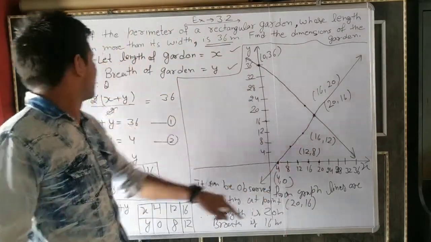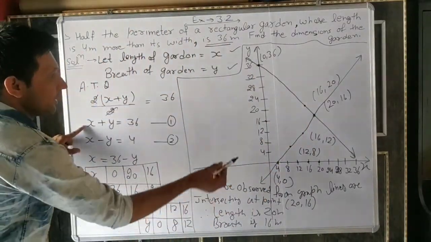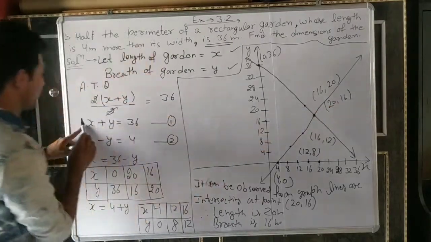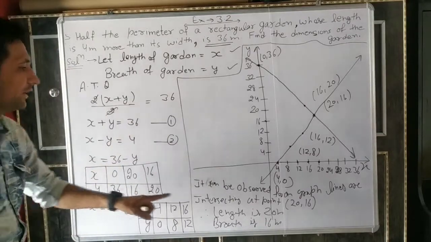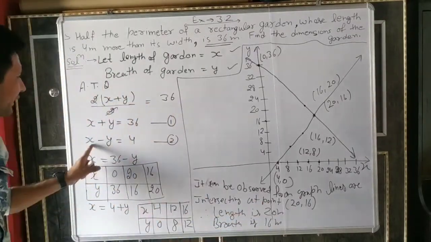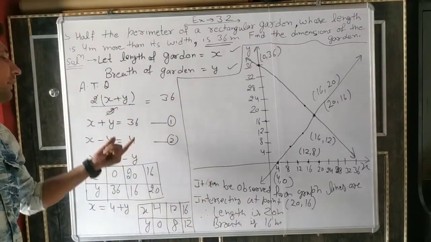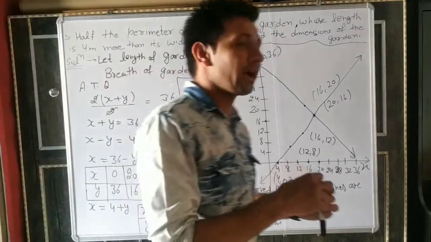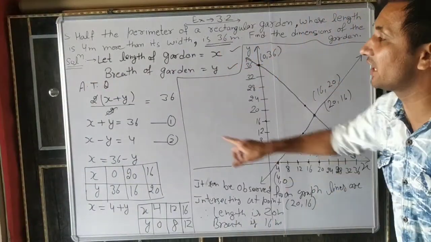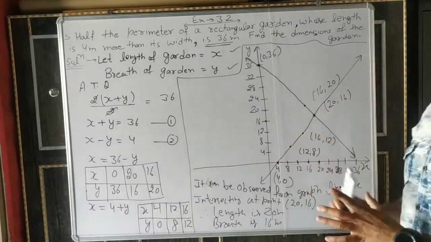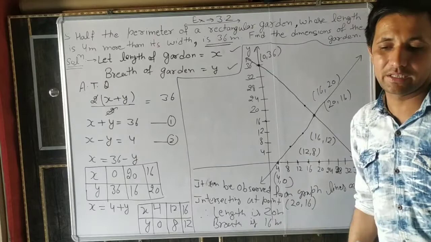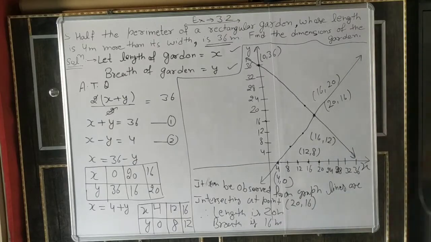So you can check it. First equation: 20 plus 16 is 36. Yes, our answer is right. 20 and 16: 20 minus 16 is 4. Yes, so our answer is right. If the solution satisfies both equations, it means our answer is right. Understand? Now next question. I think you have already understood it. Now next question number 6.